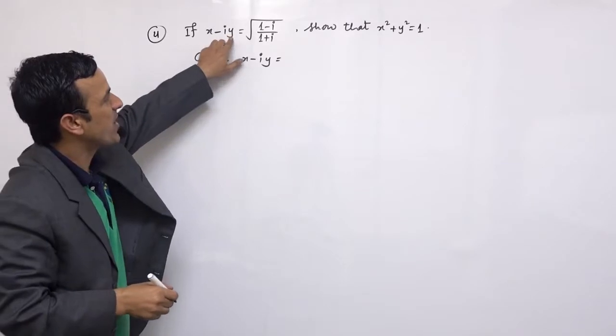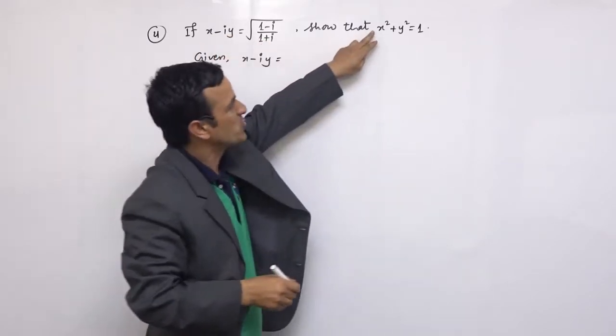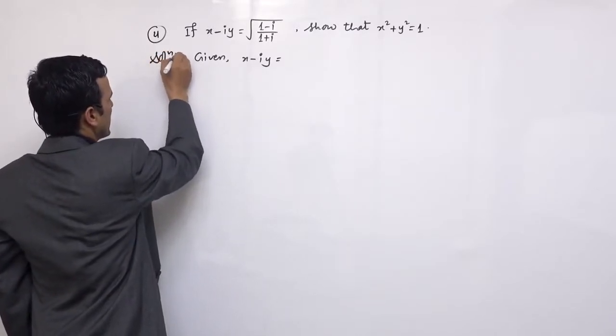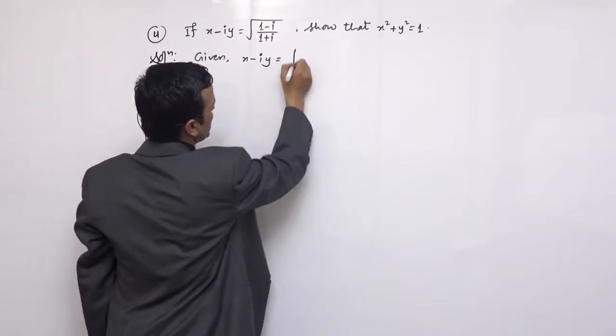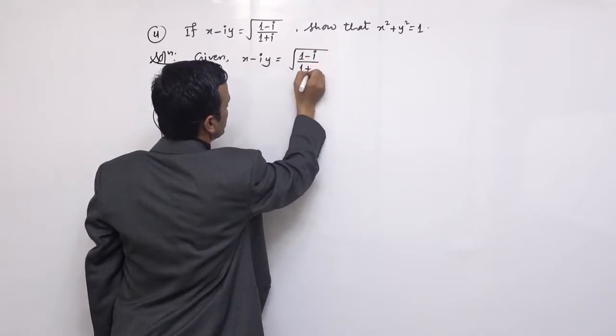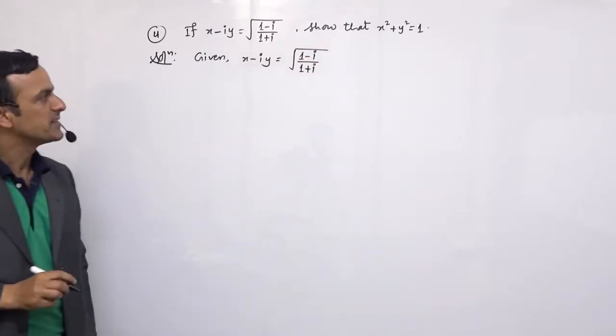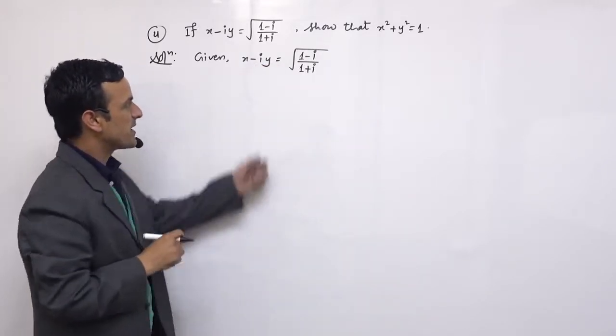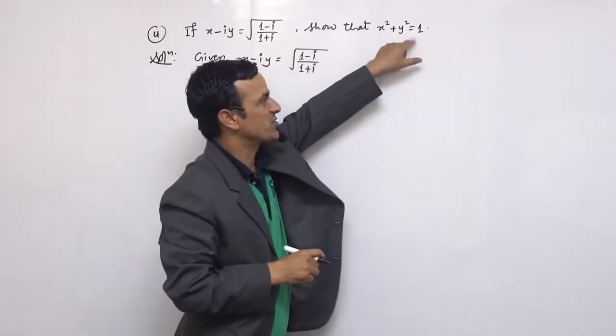If x minus iy is equal to this one, we have to show this relation. So for this, write down the solution. Given is root under 1 minus i divided by 1 plus i. So this is the provided information, and from this provided information we have to show this relation.